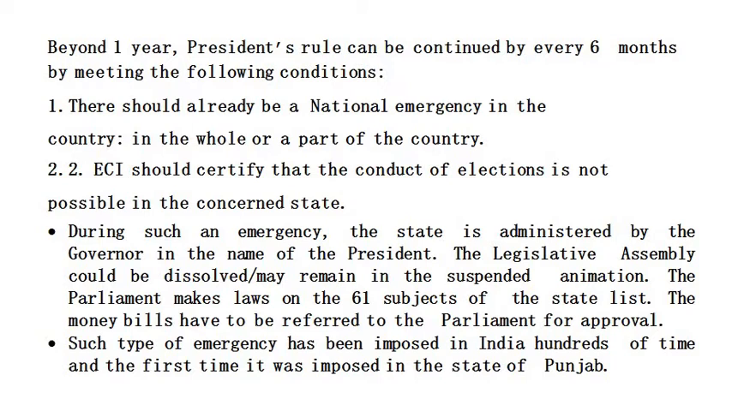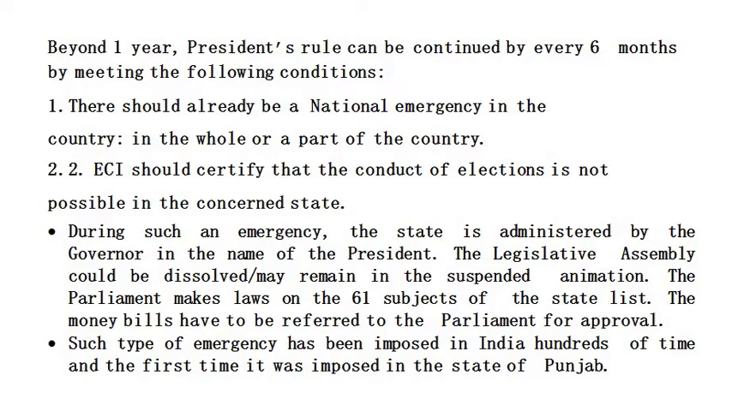During such an emergency, the state is administered by the governor in the name of the President. The legislative assembly could be dissolved or may remain in suspended animation. The Parliament makes law on the 61 subjects of the state list. The money bills will have to be referred to the Parliament for approval. Such type of emergency has been imposed in India hundreds of times, and the first time it was imposed was in the state of Punjab.